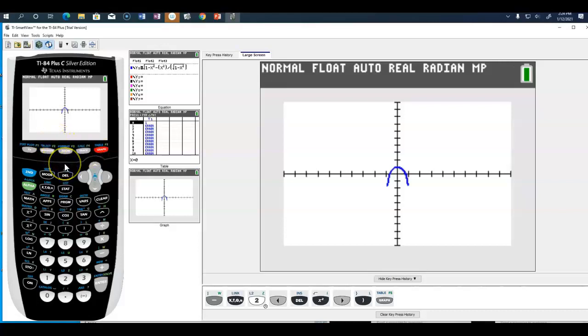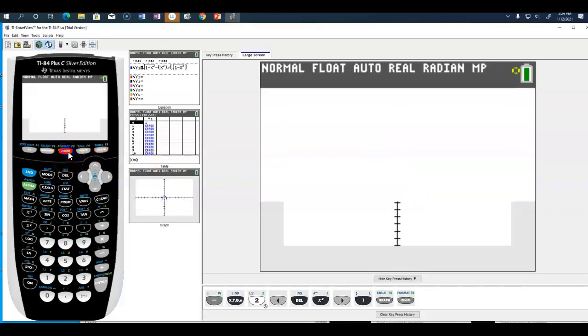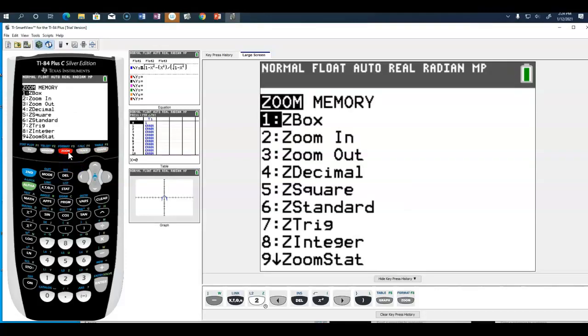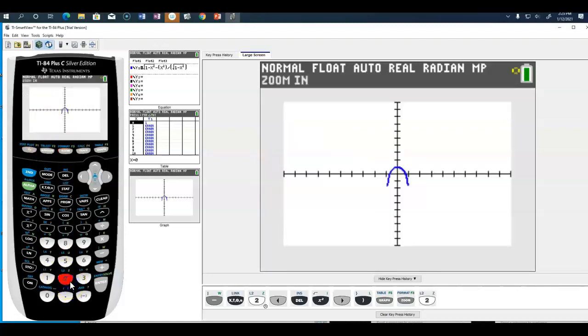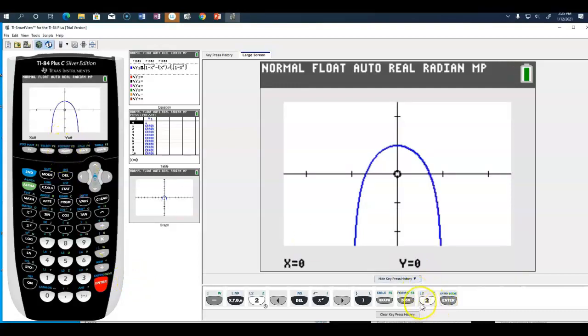Now I'm going to zoom in a little bit. I don't like the way that this looks. You don't necessarily have to zoom in, but if you want to learn how to do that, you can do it now. Push zoom. Let's do zoom in. There's a few different ways to zoom in. Push enter, and it zooms in a little bit more for you. So I pushed, once again, if you want to know those keys, I pushed zoom, I pushed 2 for zoom in, and then I pushed enter. And that zooms in a whole lot.